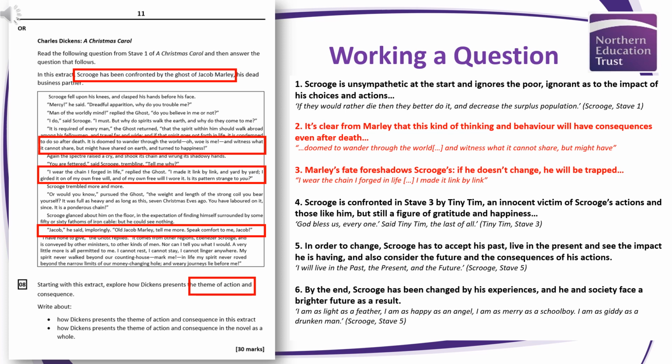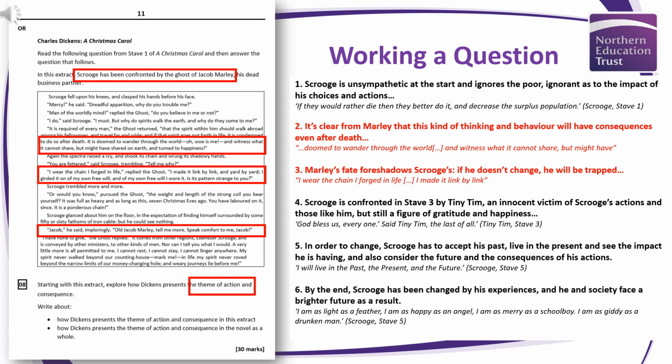Now, thinking about the essay on Scrooge that I've already got mapped out, I'm probably going to use my first paragraph, then slot in a couple from the extract, and then use my last few from my original plan. And that would mean it looked something like this on the screen. So first of all, that Scrooge is unsympathetic at the start and ignores the poor, and he's ignorant as to the impact of his choices and actions. And "if they'd rather die, they better do it, decrease the surplus population." Right, that one. Then I go to the extract. So it's clear from Marley that this kind of thinking and behaviour will have consequences even after death. And the quotation, "doomed to wander through the world and witness what it cannot share but might have."